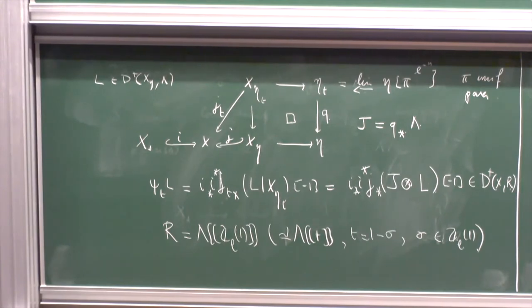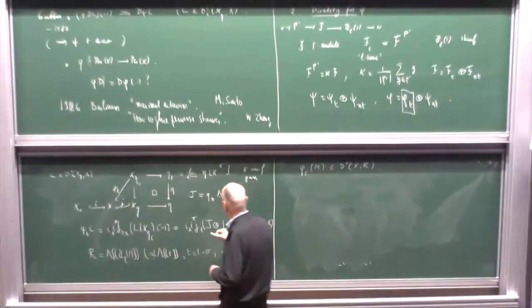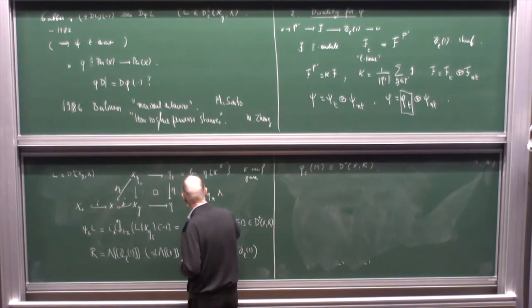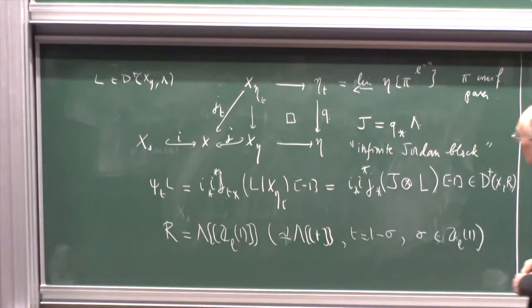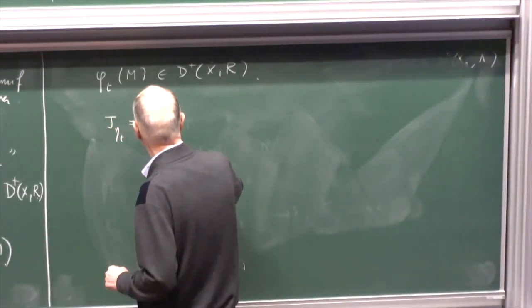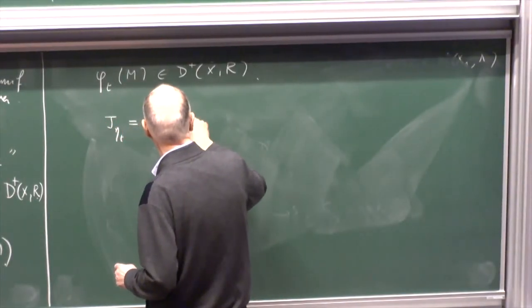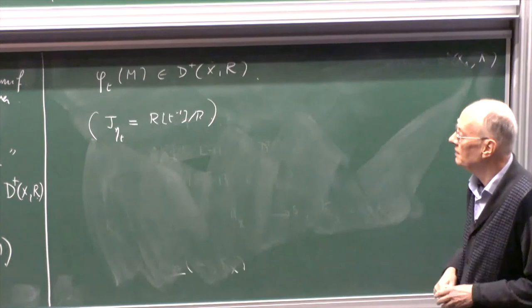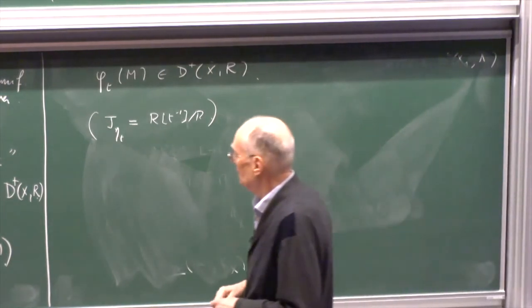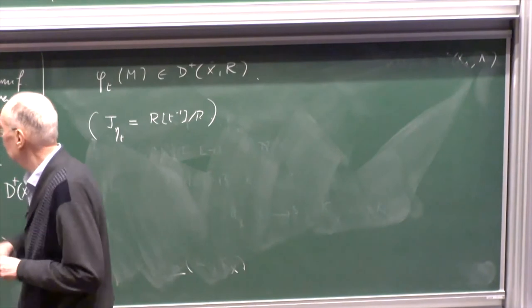Now, why the notation G? Because in fact, G will play the role of an infinite Jordan block. This is a torsion R-module. And in fact, its stalk at eta^t is in fact R, it's like R over (T minus 1). So this sheaf, this big eta sheaf with a big monodromy action, is a key actor in this story.